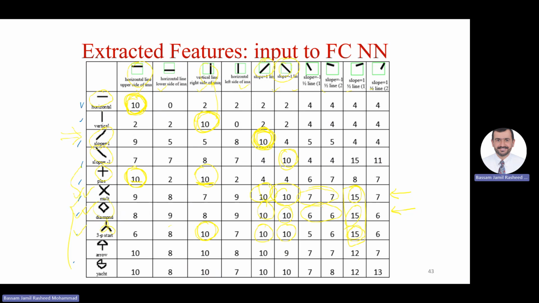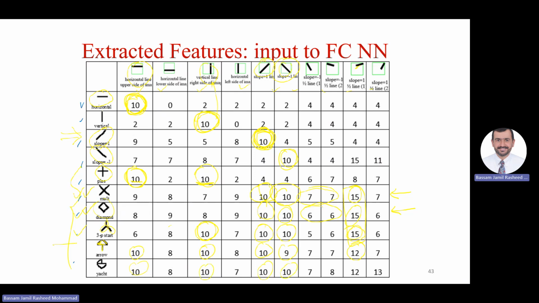The arrow, we know that we have a horizontal line, which is right here. We know we have a vertical line, which is right here. We know we have an incline here and here. So see these. And we know we have a small slope here, which is right here. And the yacht, something similar.